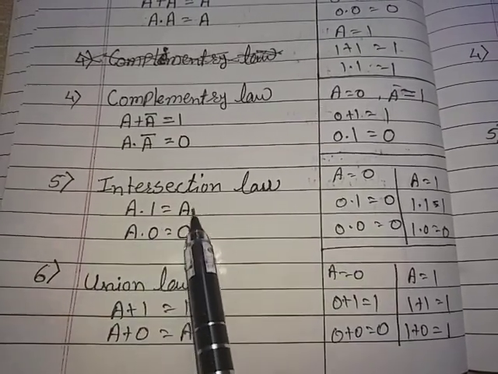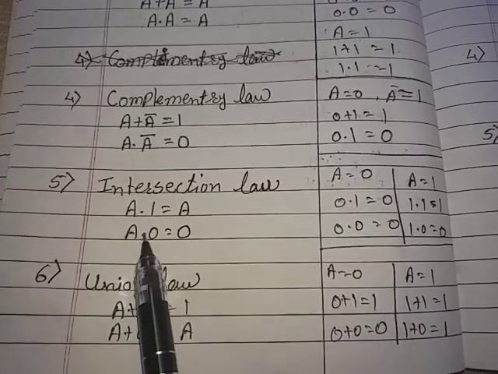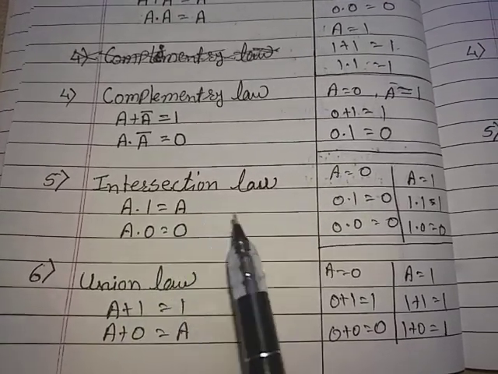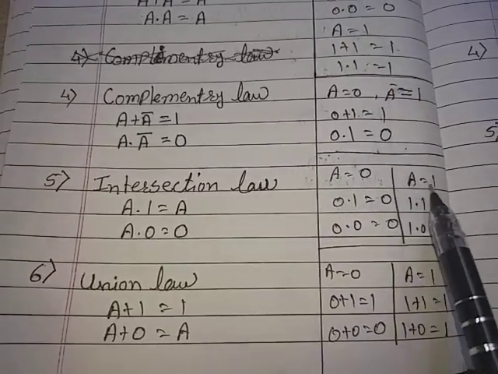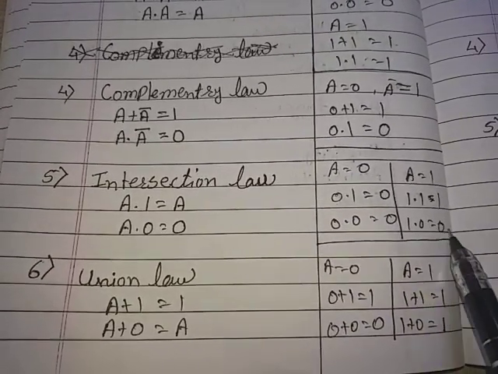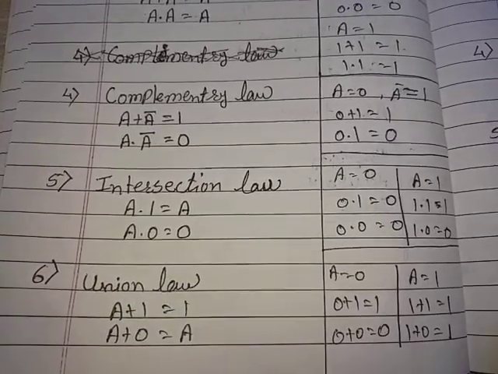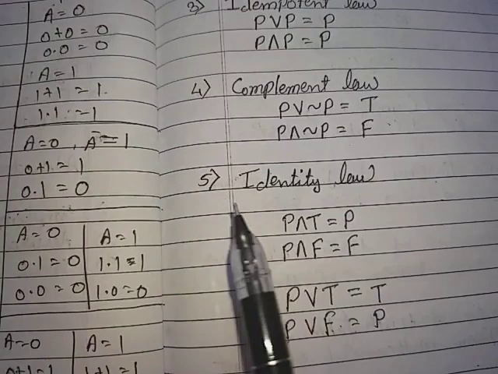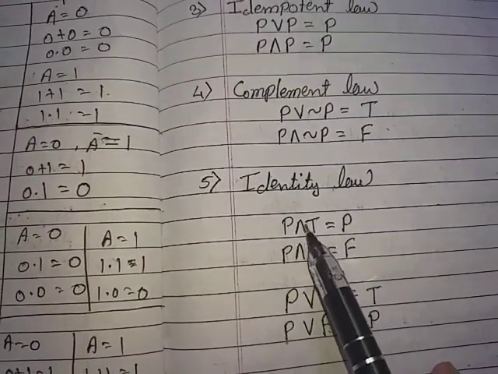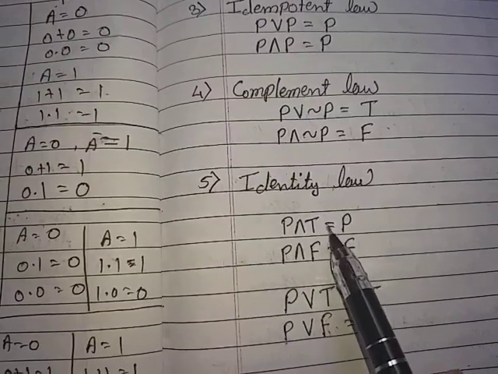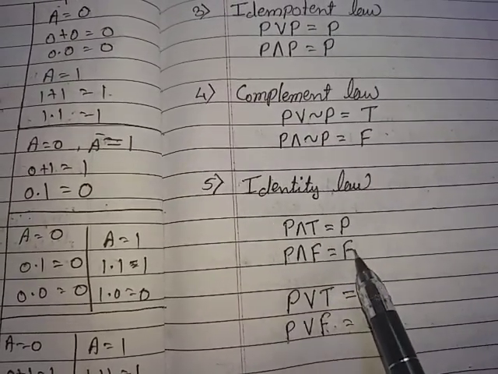A dot 1 is equal to A. Now A dot 0 is equal to 0. Suppose A is equal to 0, so 0 dot 0 is equal to 0. Suppose A is equal to 1, 1 dot 0 is equal to 0. So what we get? A dot 0 is equal to 0. The same law is available with the name of identity law. P conjunction T, that is true, is equal to P and P conjunction F is equal to F.